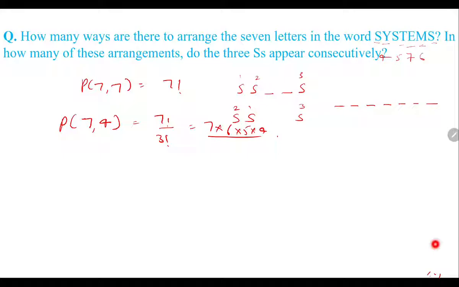The next question says: how many of these arrangements have the 3s appearing consecutively? So I want to put all 3s together. If I have to put all of them together, I should consider them as one letter only. So now there are only 5 letters: the 3s, then T, E, M and Y. 5 letters are there, so 5 positions are there, 5 comma 5, which is 5 factorial.